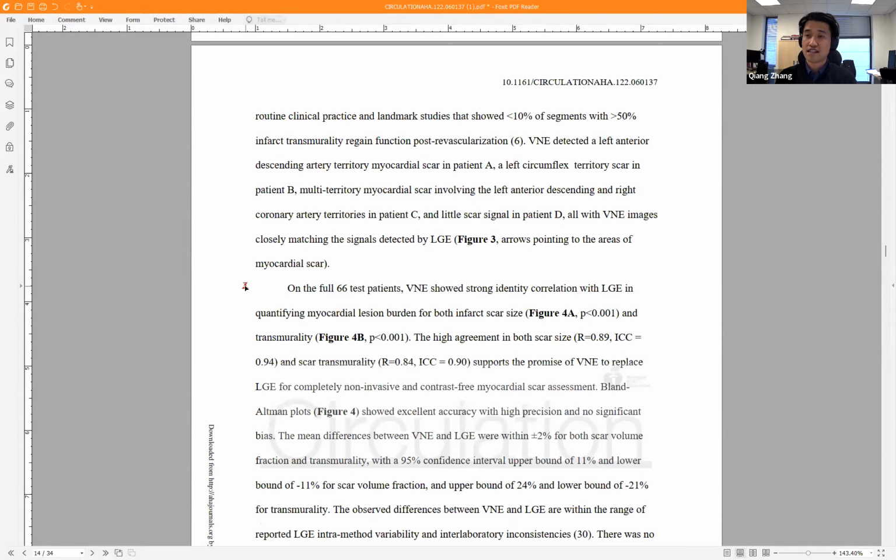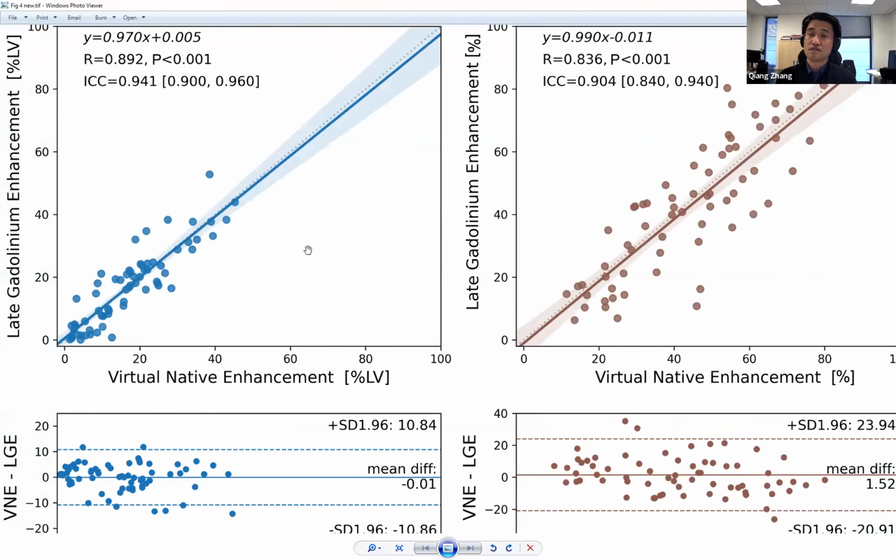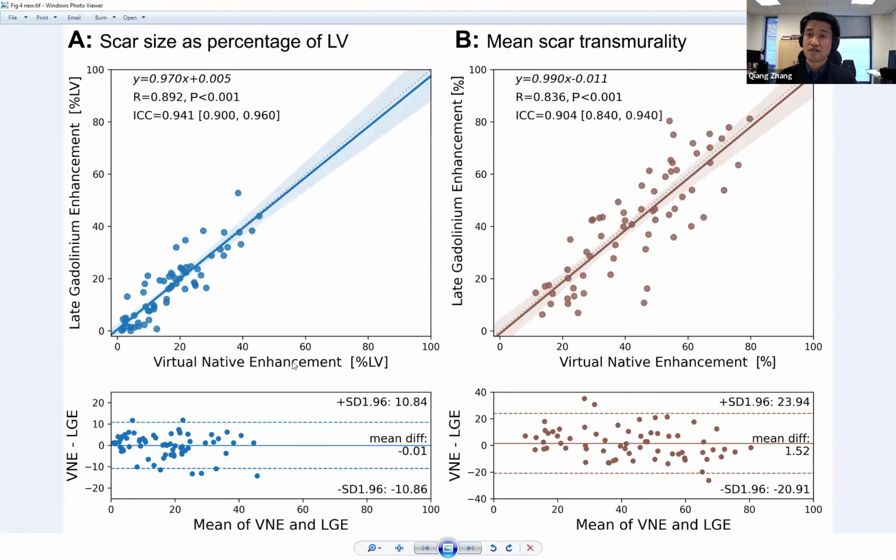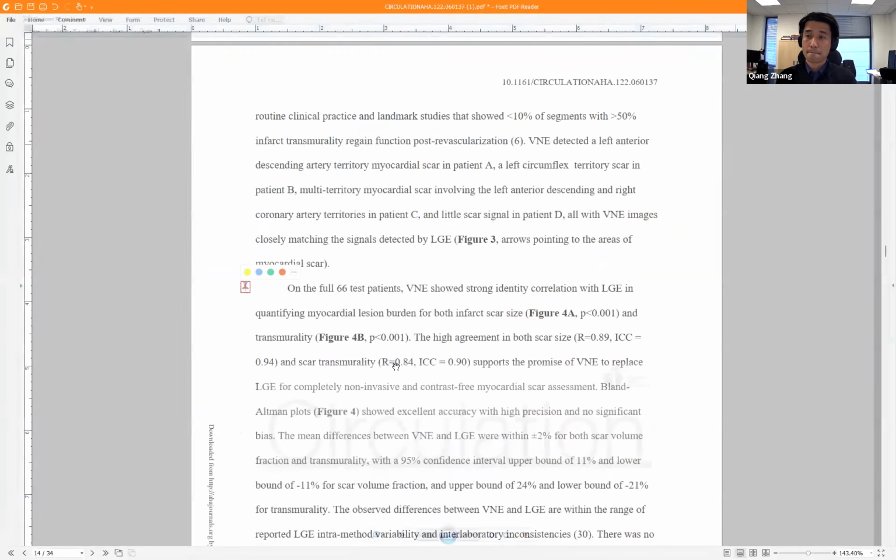So on the full testing data set, the developed VNE correlates strongly with the conventional LGE images in quantifying the scar size as a percentage of the LV volume, and also the mean scar transmurality. The intraclass correlation was 0.94 for the scar size and 0.9 for the mean scar transmurality.